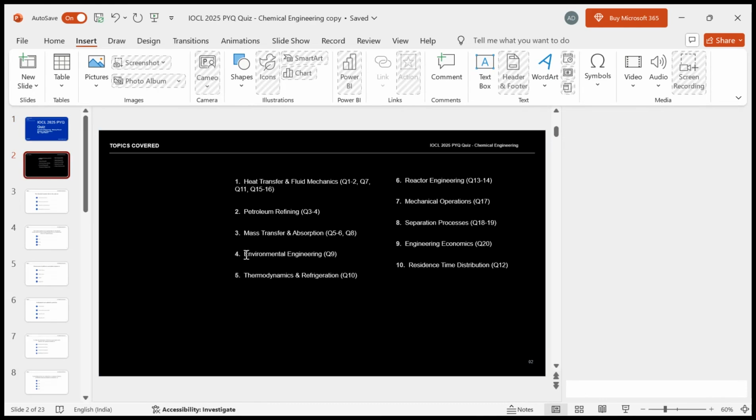This is the paper. The first few questions are from heat transfer and mechanics. There are also some questions from petroleum refining, mass transfer, absorption, environmental engineering, and so on.